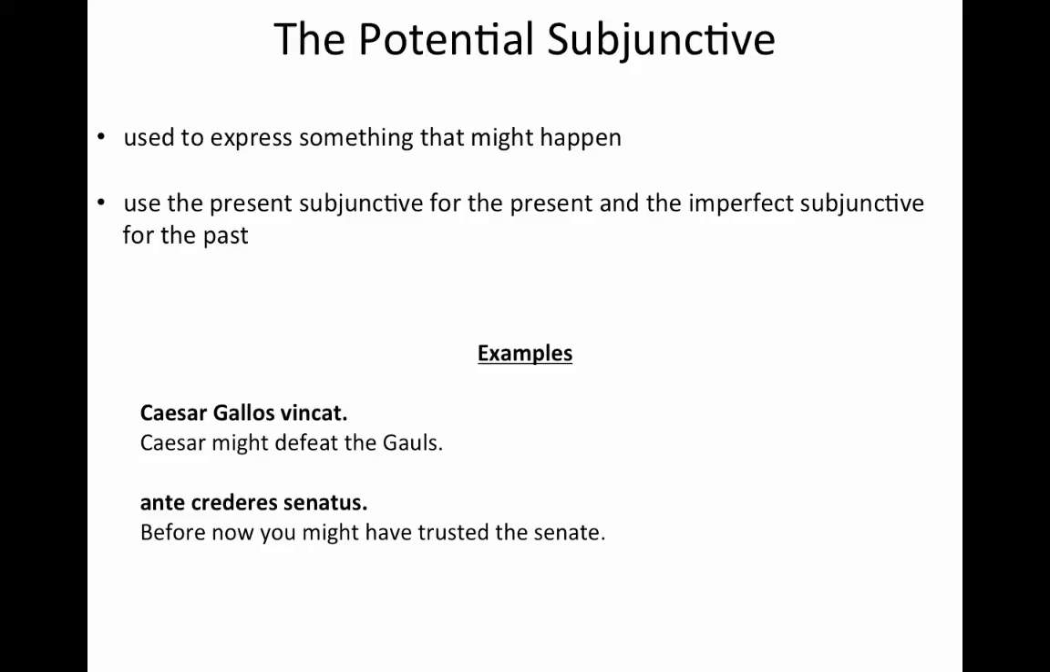And finally, the potential subjunctive is used just to say that something might happen. This is going to look very similar to a normal sentence, except your main verb is going to be subjunctive and not indicative. You're going to use the present subjunctive for present things and the imperfect subjunctive for things that happened in the past. So examples, Caesar Gallos vincat, Caesar might defeat the Gauls. There that subjunctive force of doubt comes in. Ante crederes senatui, before now you might have trusted the Senate, but they killed Caesar, now you don't. Past wish, imperfect subjunctive.